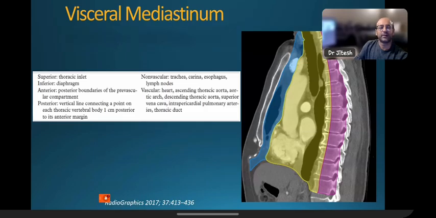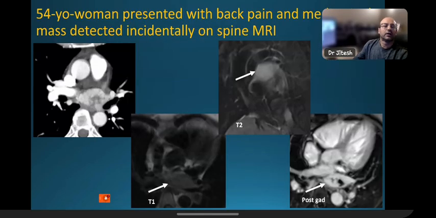Now, moving to the visceral mediastinum. As we talked earlier, this is a space between the pericardium and this imaginary line, which is 1 centimeter behind the anterior margins of the vertebral bodies. So important structures within this are the heart, trachea, esophagus, ascending aorta, aortic arch, and some other vascular structures, right? So now in this space, specifically, we see some hypervascular lesions within the visceral space. So now let's look at this example.